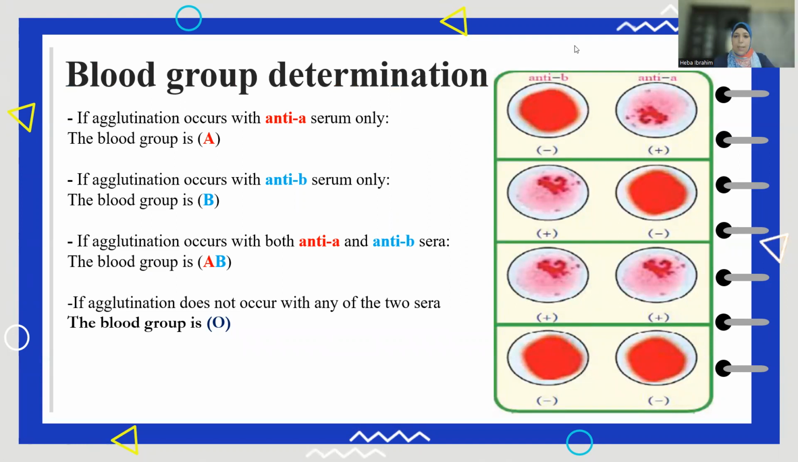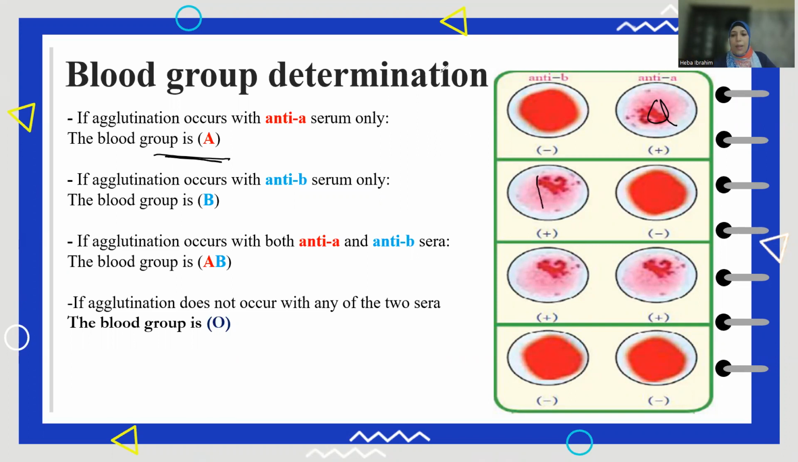In our first case, the reaction takes place between the first blood drop and anti-A. So this blood drop contains antigen A, which reacts with the antibody A and leads to blood disintegration. So this blood group is blood group A. So what about the second sample? In the second sample, the reaction takes place by adding the anti-B serum.